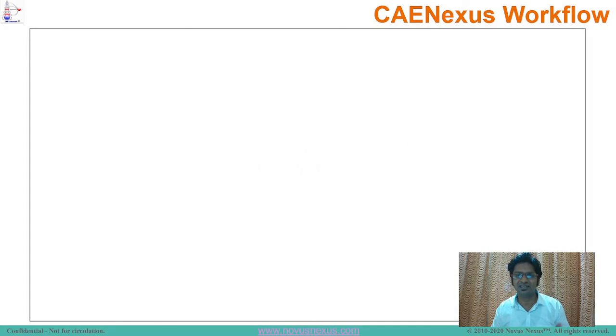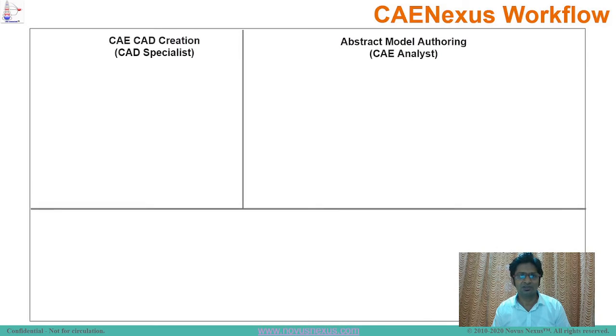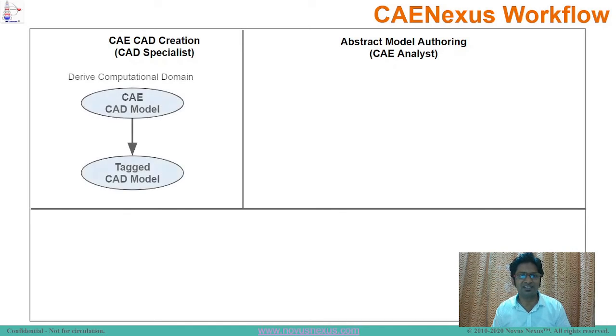So CAENexus separates the engineering task in two roles. One is the role of CAD specialist and another is the role of CAE analyst. The CAD specialist will create the computational domain required for the analysis. Also, they'll attach some string parameters to their CAD model. We call it tagging. Adding string parameters means assigning the components and classes to your CAD part based on the requirement.